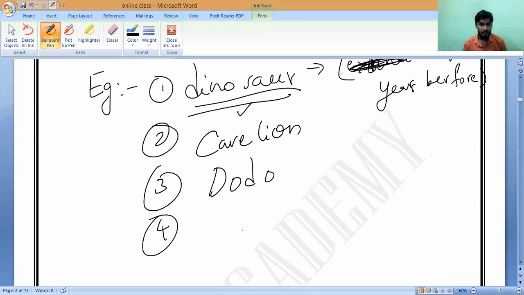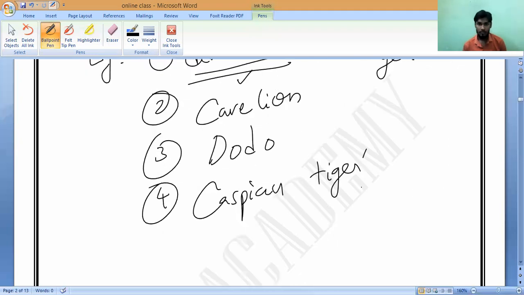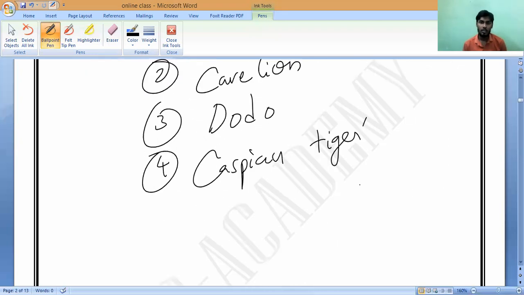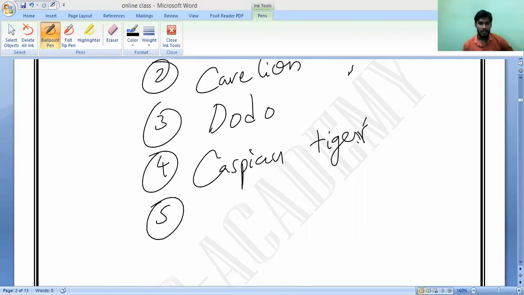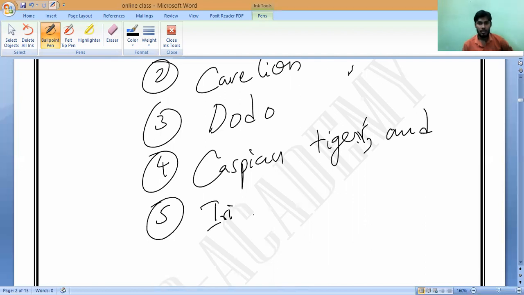Caspian tiger. You have to know it, because if you see the pictures somewhere, you should know it. That is why. Caspian tiger. Next, Irish deer. Irish deer. Shall I show these animals now?